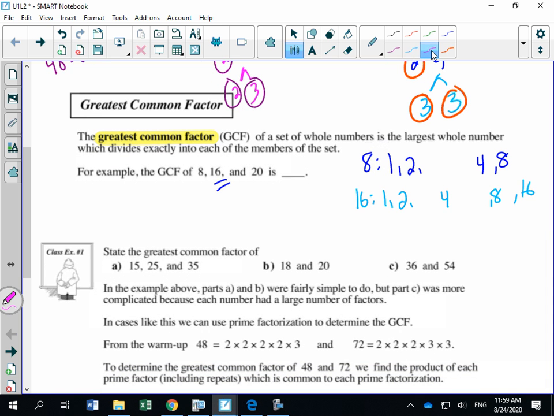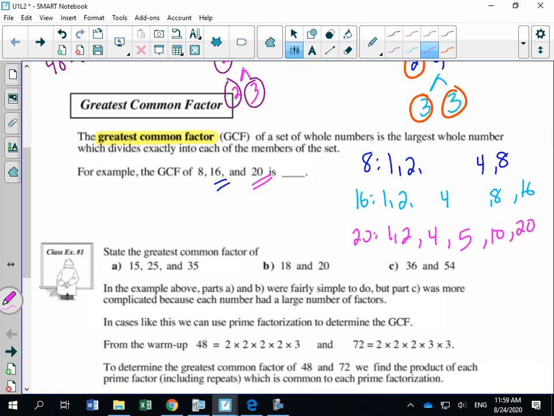Then you would have done, okay, what are the factors of 20? So 1 and 20 are factors of 20. 2 and 10. 3 does not work. 20 divided by 4 is 5. Those are the factors of 20, right?